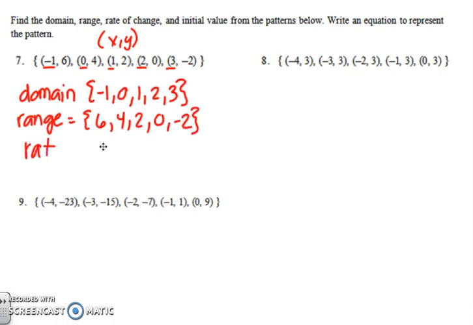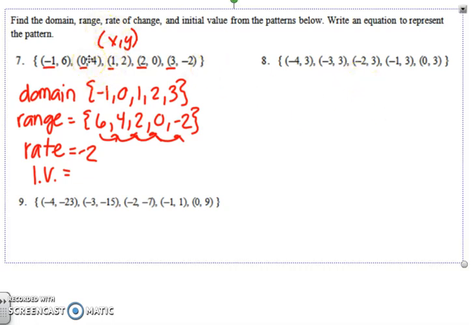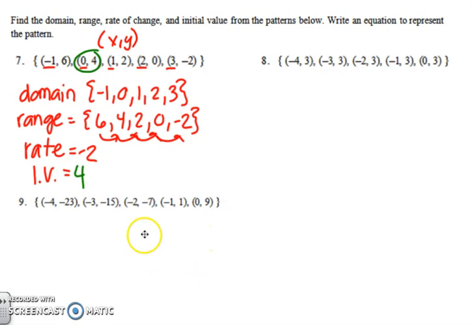To find the rate, you need to see what's happening with this range. So are they adding or subtracting? They're going to be subtracting because those numbers are getting smaller, and they're subtracting 2 each time. Okay? To find the initial value, I need to see when x equals 0. So here is when x equals 0, this point up here. So that means your initial value would be a 4. Okay, so once again, it's pretty easy if they give you the initial value. So why don't you try number 8 and number 9 on your own and press pause.